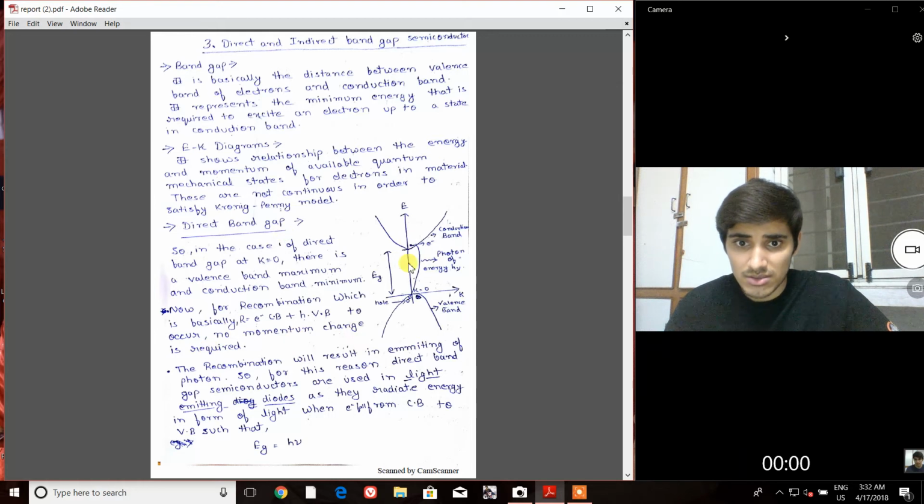Now when this electron falls from here to here, a photon is released. This photon has an energy given by this. So basically the recombination will result in the emission of light, that is, emission of a photon. For this reason direct band gap semiconductors are used in light emitting diodes.